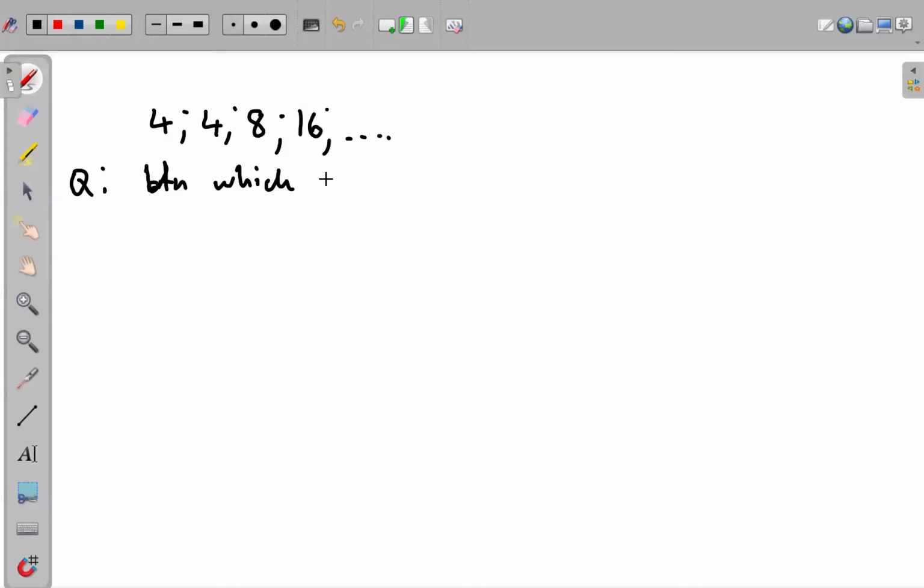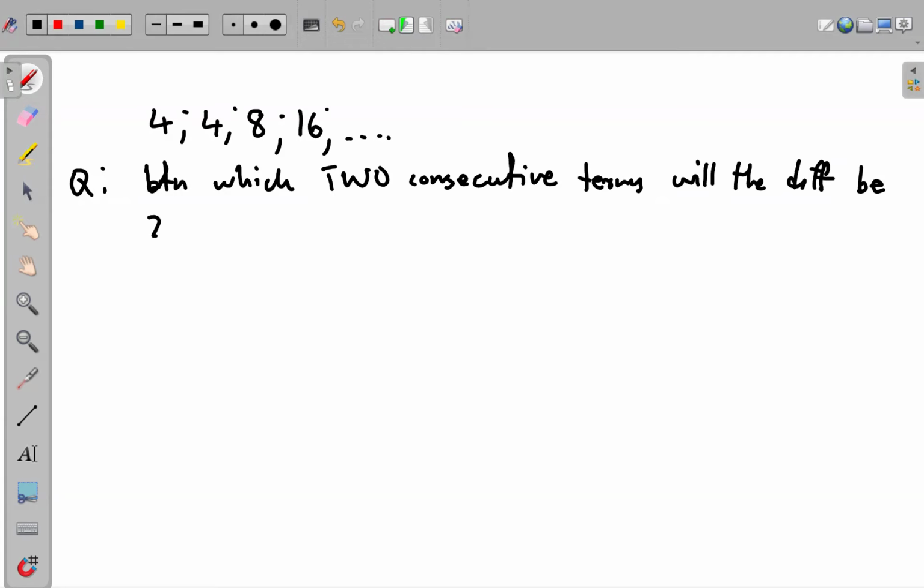Okay, between which two, so this is very important, two consecutive terms, between which two consecutive terms will the difference be, look at this, 28,088. That's the question. All right. So now this is what we're going to answer.